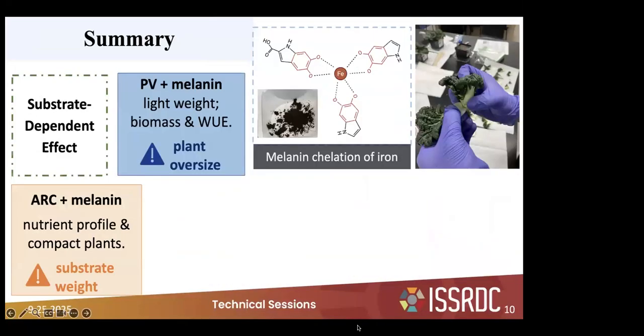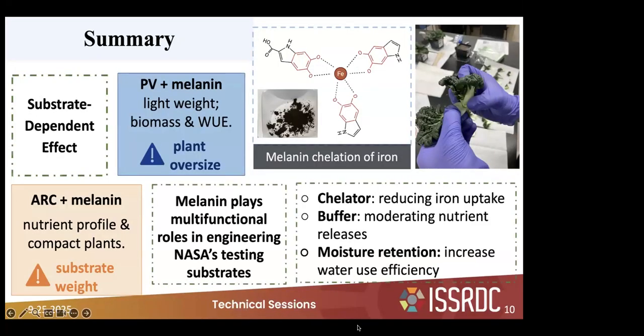In short, melanin reshaped root zone chemistry in different ways. In perlite vermiculite, bigger, more water-efficient plants, though nutrient uptake lags behind release. And in arsenite, compact plants, but with better nutrient balance and less iron stress. This shows melanin's potential as a multifunctional amendment, regulating nutrients, buffering chemistry, and improving plant resilience, which are all critical for closed-loop food systems in space.